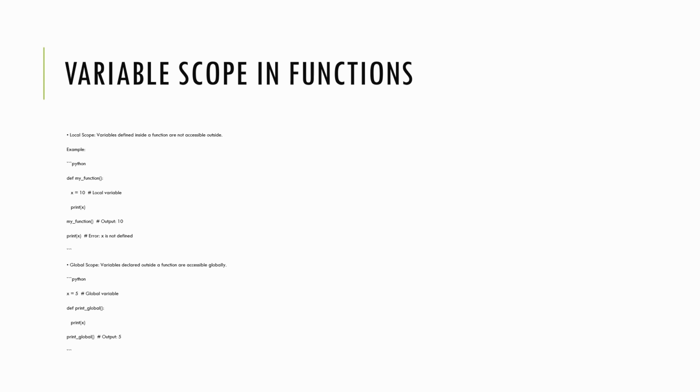Let's talk about the scope of variables in functions. Local variables are defined inside a function and aren't accessible outside. However, global variables are defined outside of any function and can be accessed by any part of your program. Keep this in mind when designing your code.